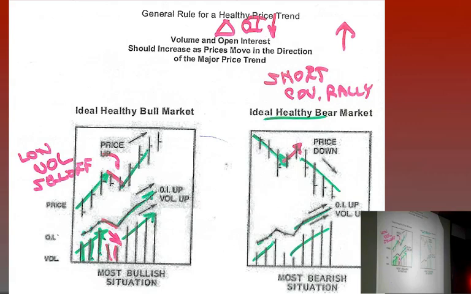The outside public likes to be a bull. They like to buy stuff that's going up. They don't like to sell stuff that's going down. But if you can find it, price down, increasing volume, increasing open interest, see, that follows this rule. If the major trend is down, you want to see the increase in the volume and increase in open interest on the price down days.